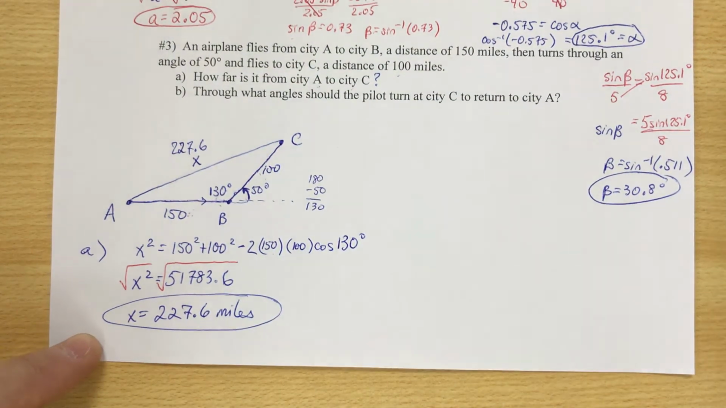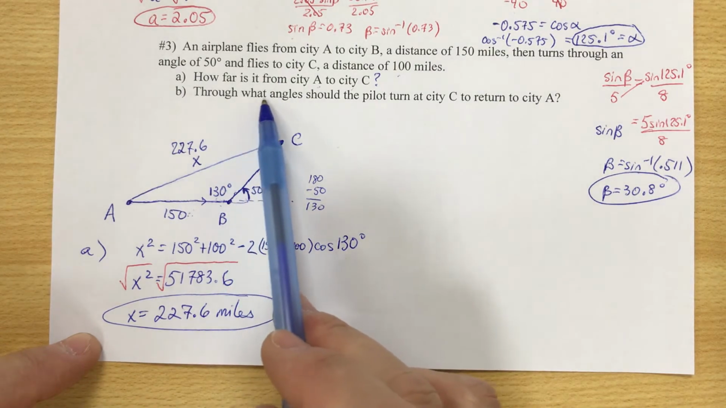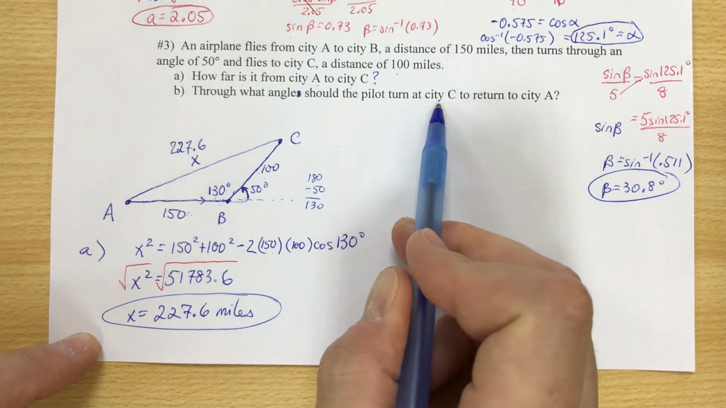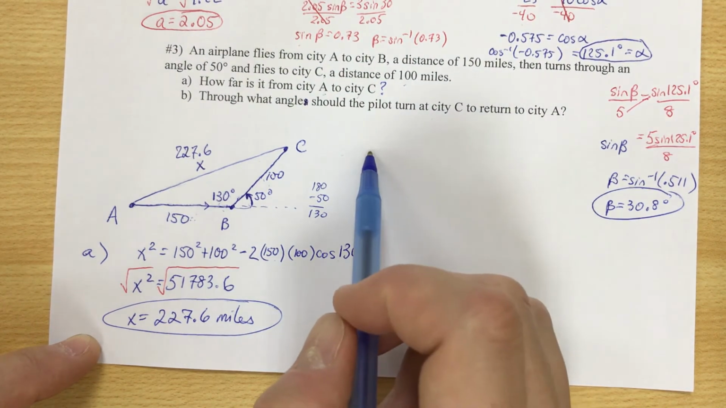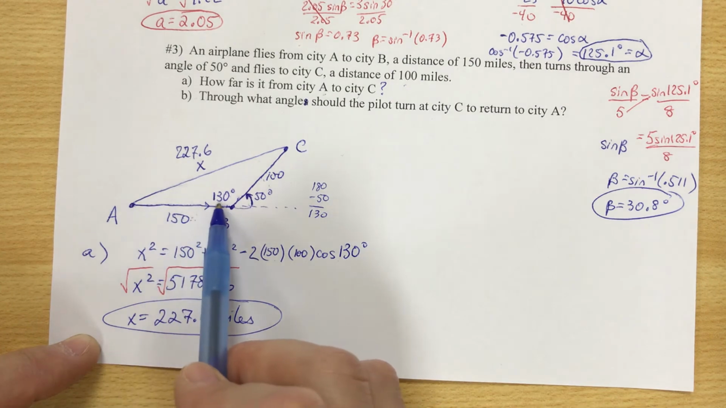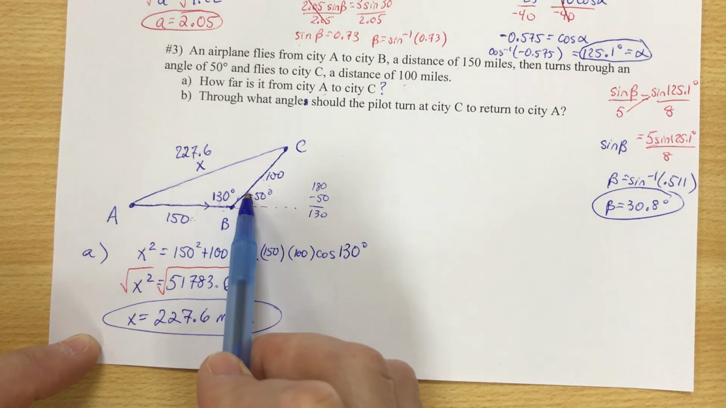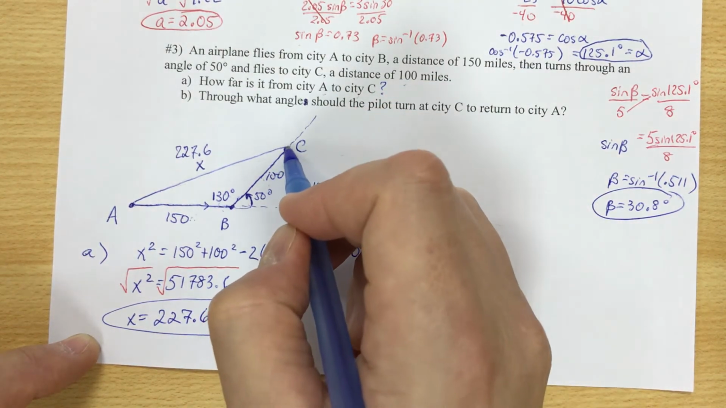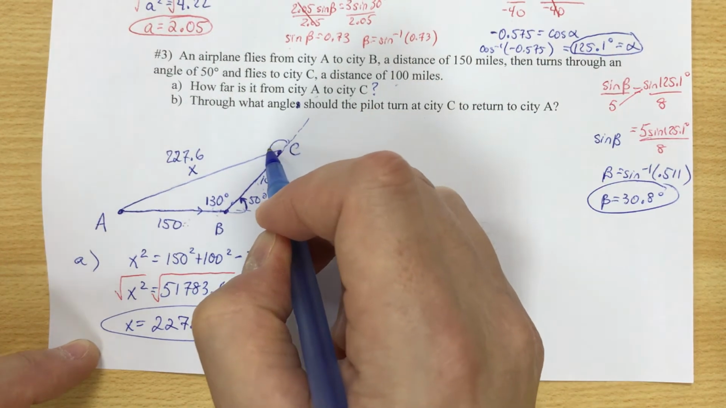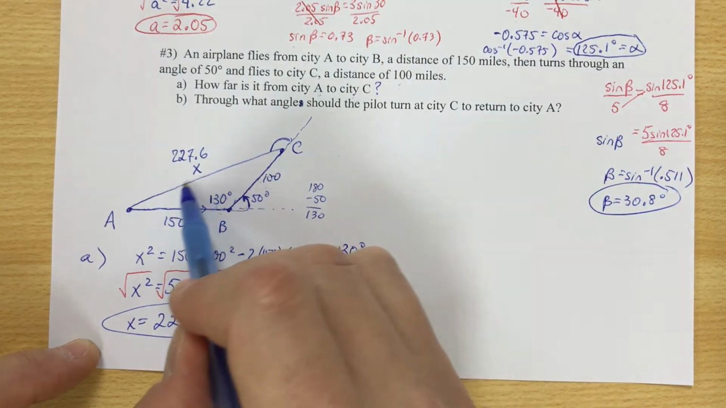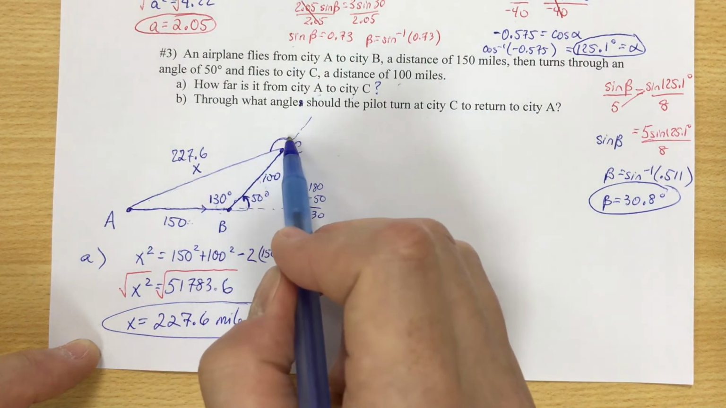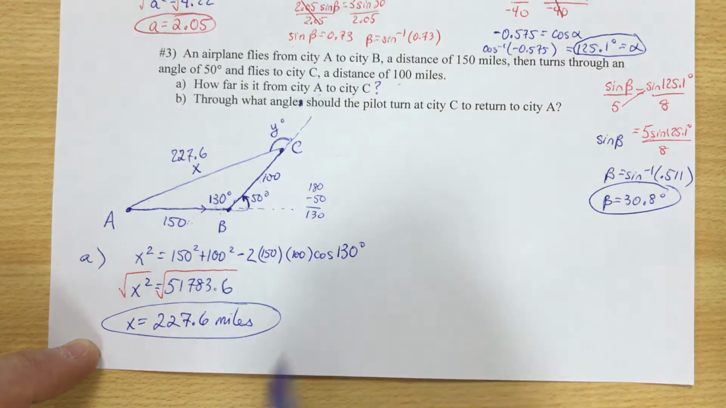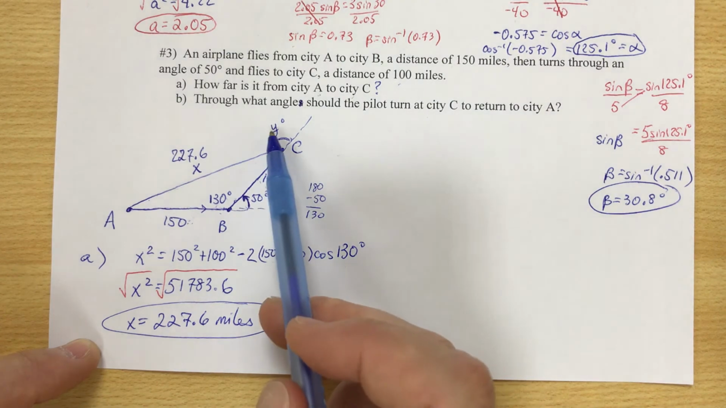That's good. Part B says, through what angle should the pilot turn at city C to return to city A? Well, we started at A, we flew to B, we turned at B and flew to C. From here, we're going to turn again and fly back to A. Now, here's the angle of turn that we're trying to find. Let's call that y degrees. Okay, that's what we need.